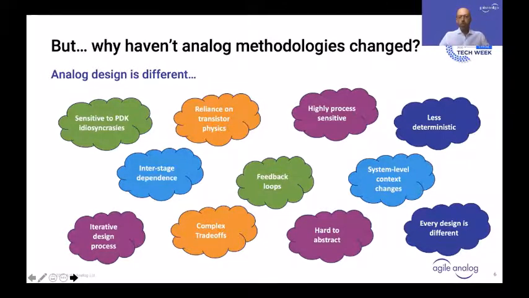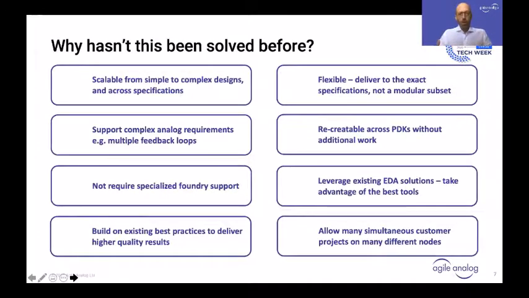You have a number of complex trade-offs that you're trying to deal with when you're designing any analog block. And all these factors mean that it is inherently an iterative design process, right? It also means that it's hard to abstract. And on top of that, because you want to optimize for each application, almost every single design is different, right? Now, why hasn't this been solved before?